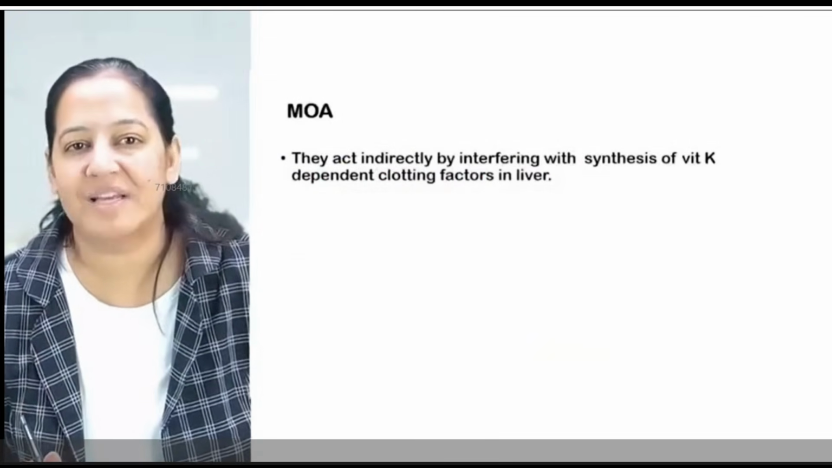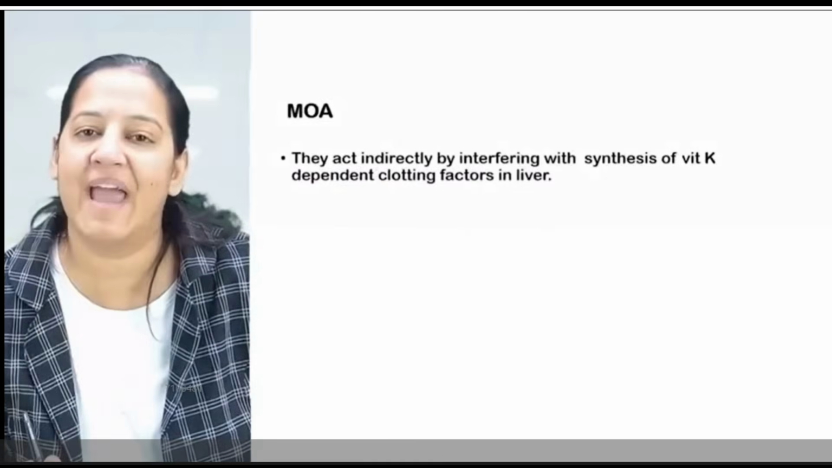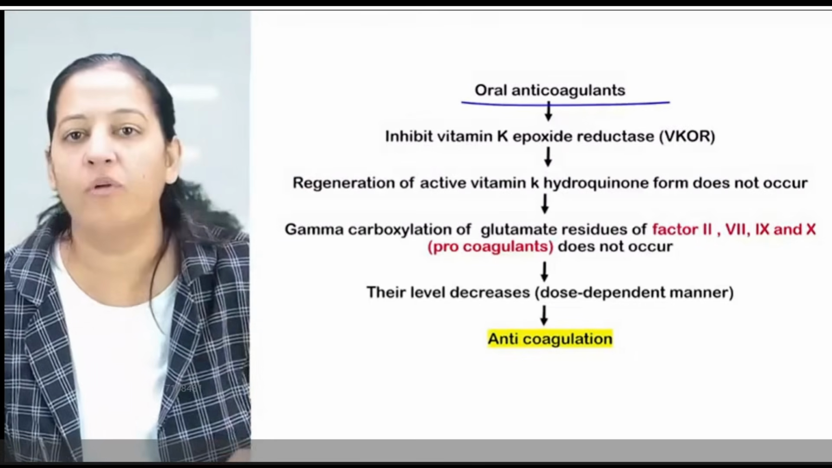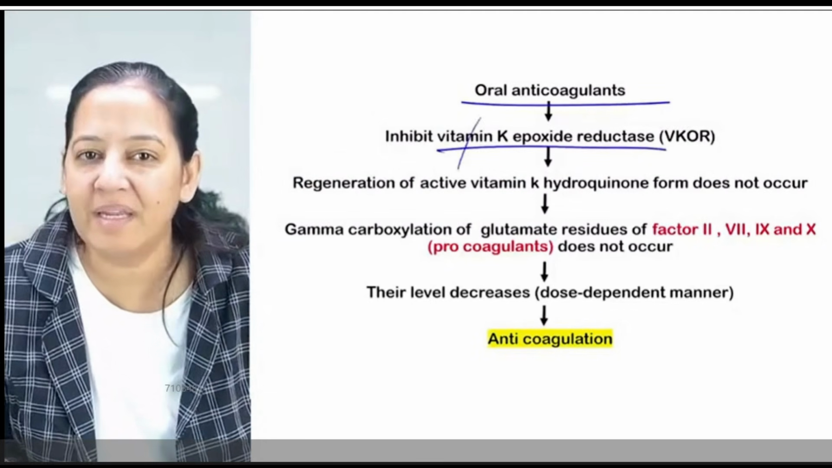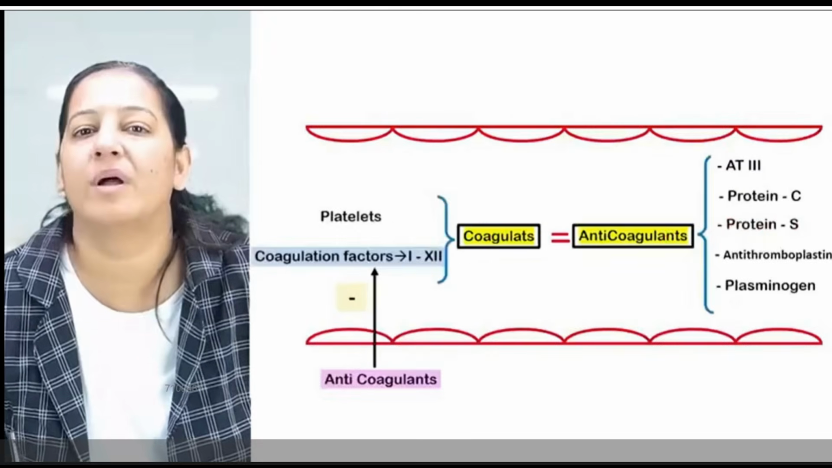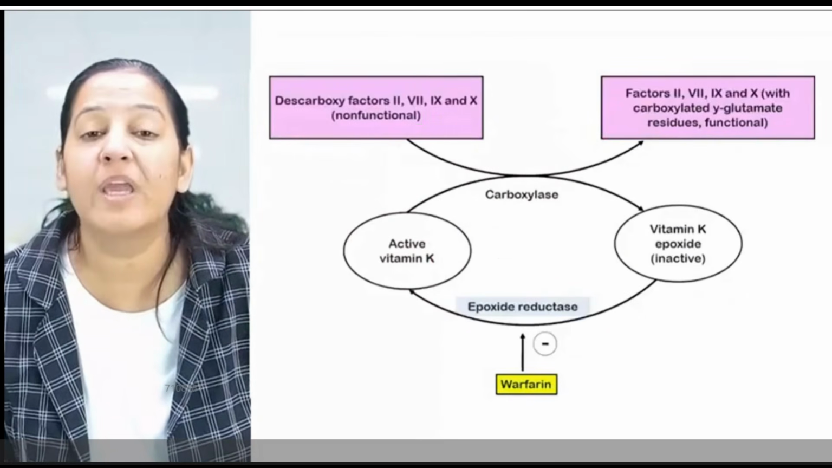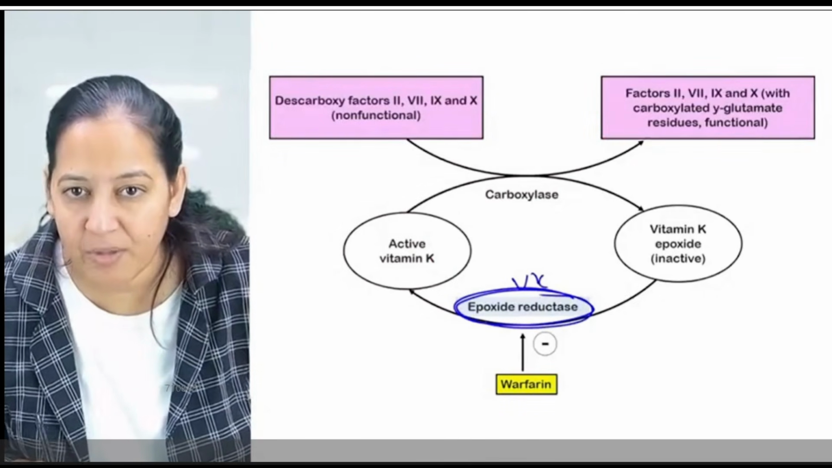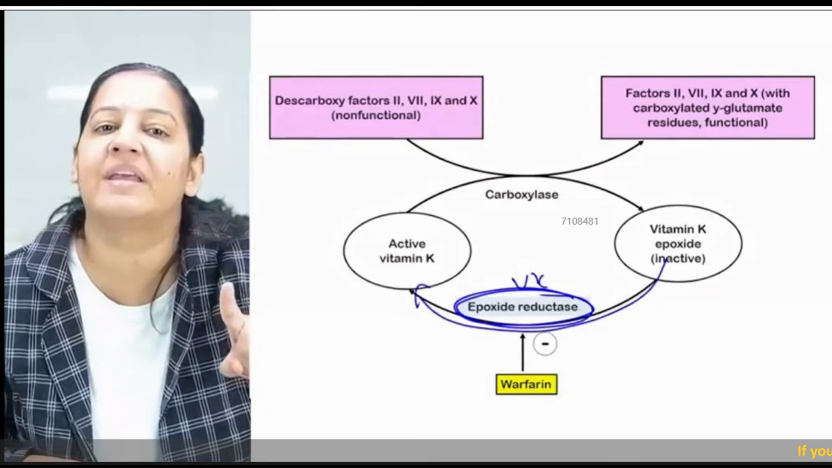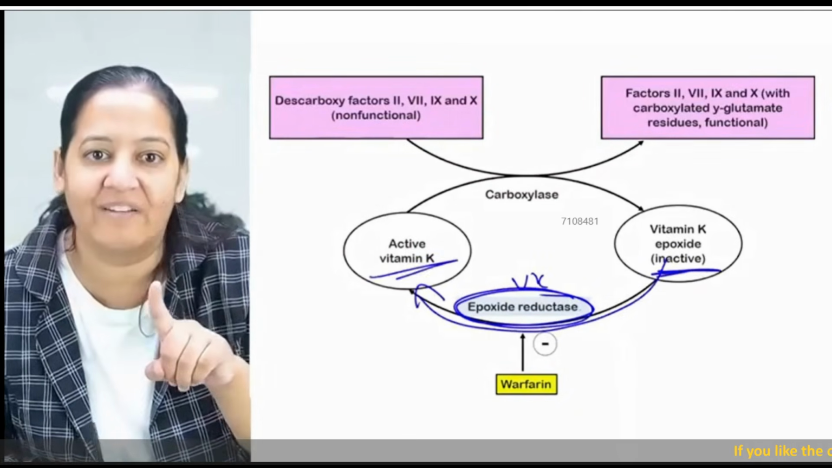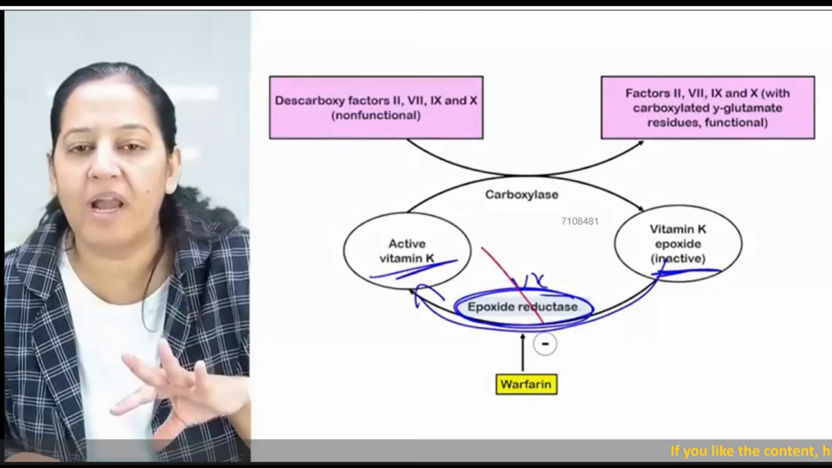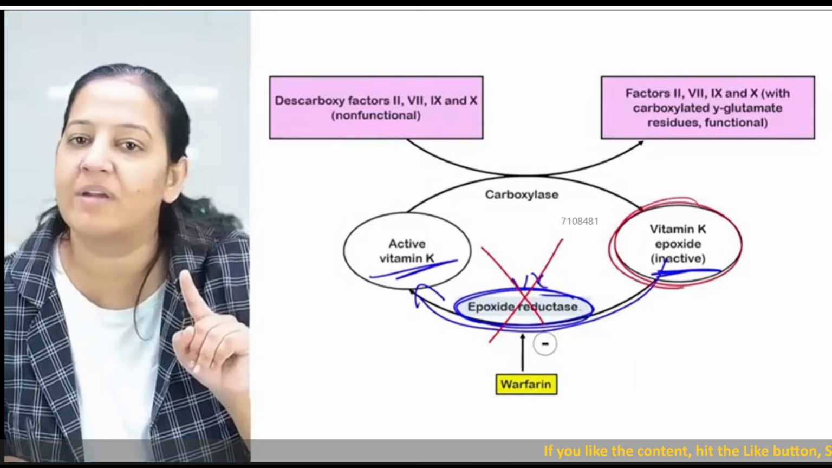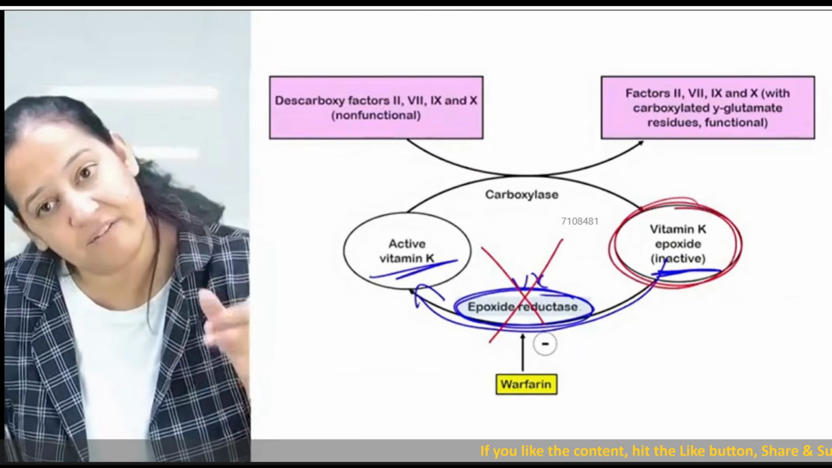Mechanism of action. How do they act? All the oral anticoagulants, all 4, inhibit this enzyme: vitamin K epoxide reductase, VKOR. What does VKOR do? VKOR, vitamin K epoxide reductase, activates vitamin K from inactive vitamin K. Now warfarin and all other oral anticoagulants inhibit this enzyme, so vitamin K is not activated. If vitamin K is not activated, it will remain inactive only.